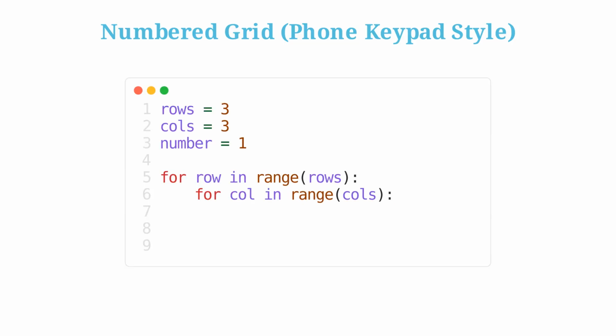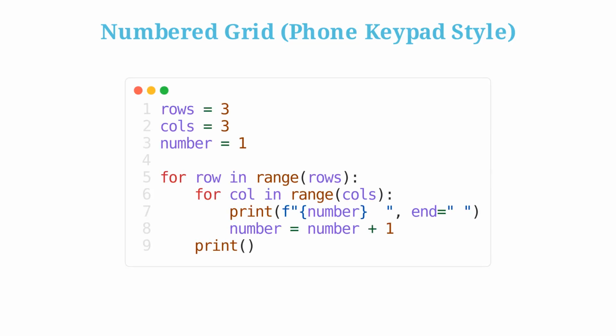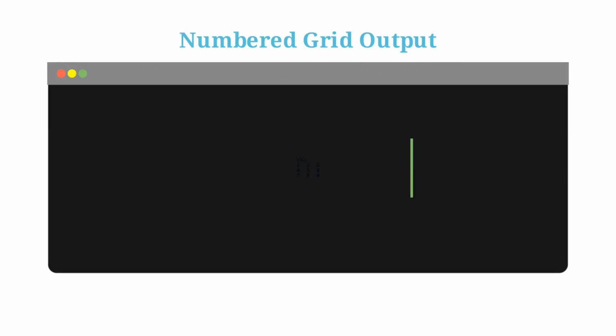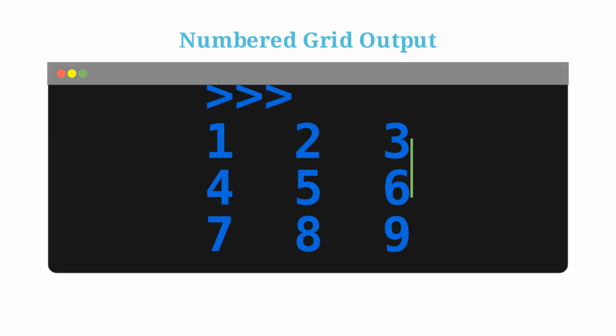Let's build our first grid, a numbered grid just like a phone keypad. The secret is using a counter variable that increases after each position. We print the number, add a space, then increment our counter. Perfect! Look at that beautiful 3x3 numbered grid. Each number appears exactly once, filling left to right, top to bottom, just like a phone keypad.